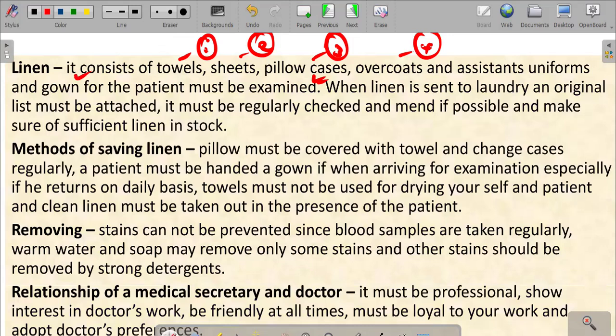When linen is sent to the laundry, an original list must be attached. The list is actually just a checklist. A list is basically a checklist that is supposed to be there in order to ensure that nothing is lost, and whatever is lost or misplaced can be tracked. It must be regularly checked and counted if possible, and make sure there is sufficient linen in stock.